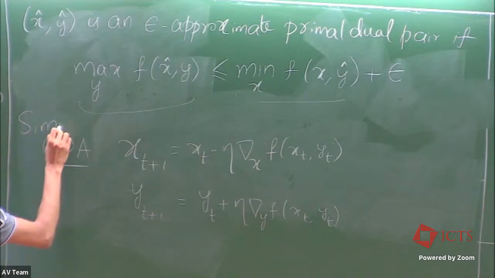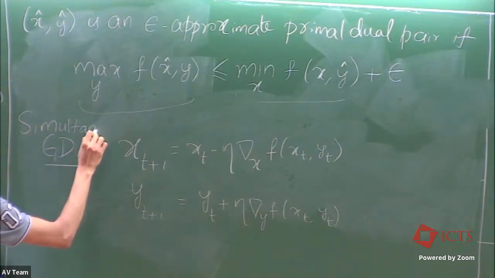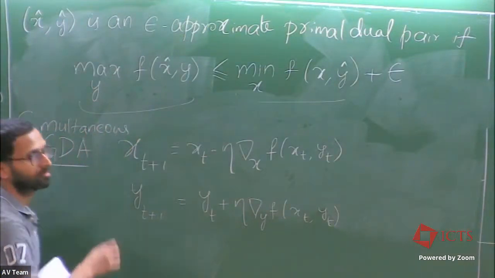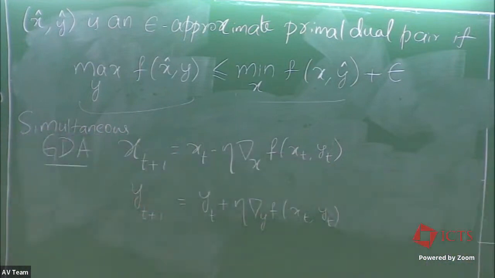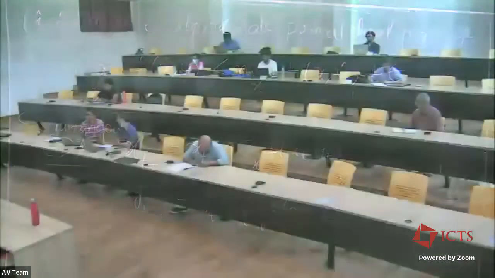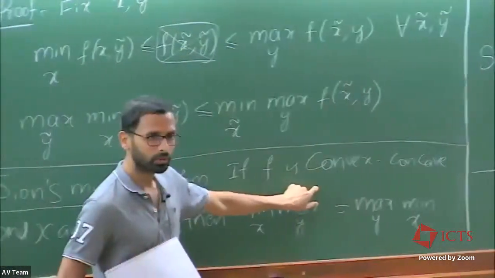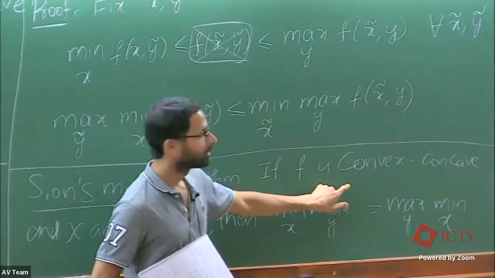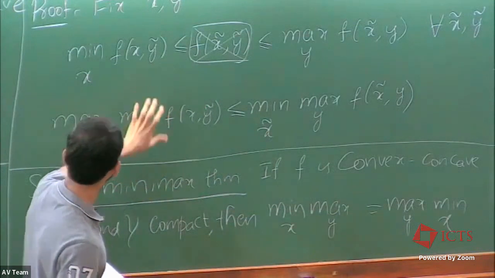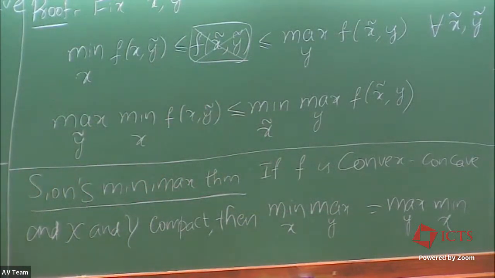This inequality that you wrote down here, this is in general true, is it? This is always true, right? I have not made any assumptions here. And what does this theorem imply then? This says that this less than or equal to is actually equality. This is true when X and Y are compact and F is convex concave. This is an important assumption, and this assumption was not required in this. This is generally true for any F.